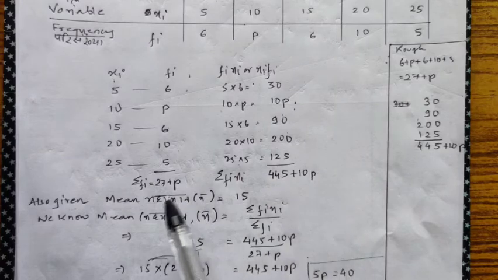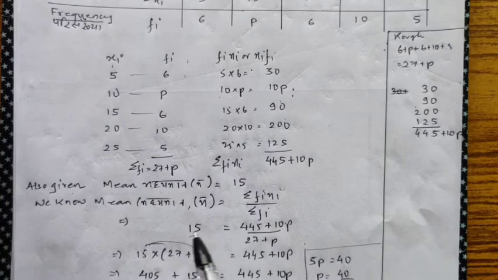Summation fi x is this much. Summation fi is this much. Okay, now we'll cross multiply. Think of this 15 as 15 by 1, it's the same thing. So 1 into this is this much. No changes, but you'll cross multiply this and this.